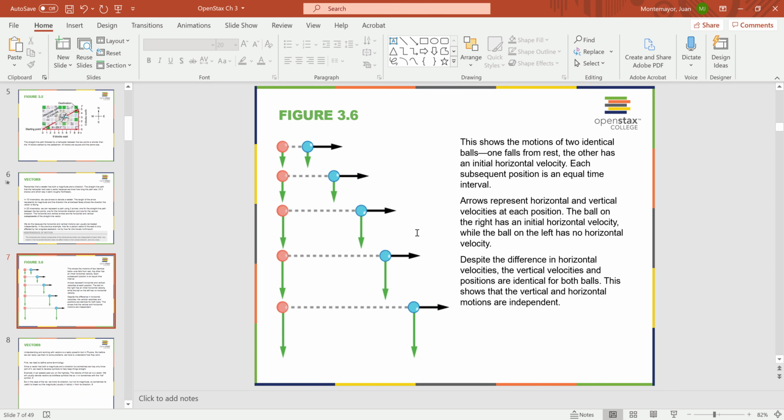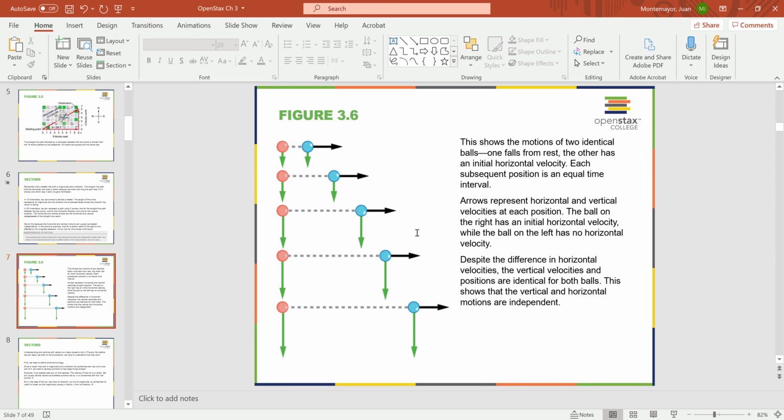So for here, this shows the motion of 2 identical balls. One falls from rest, the other with an initial horizontal velocity. Each subsequent position is an equal time interval. Arrows represent the horizontal and vertical velocities at each position.